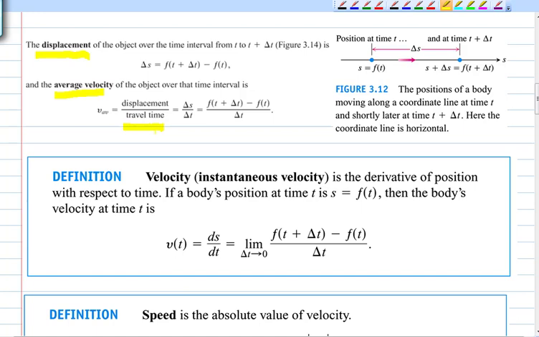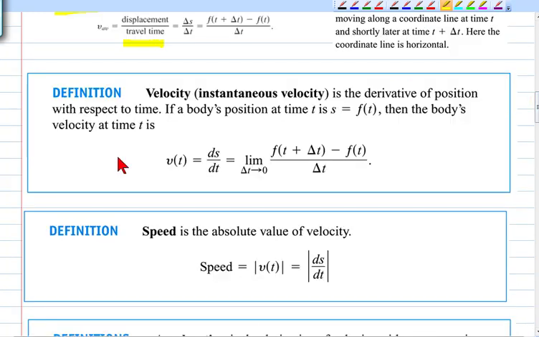That's where we get this formula from, which happens to look an awful lot like a derivative, doesn't it? The definition then for velocity is it's going to be the derivative of the position with respect to time. So typically we use s to denote the position function. The velocity then is the derivative of the position. Speed is the absolute value of velocity.